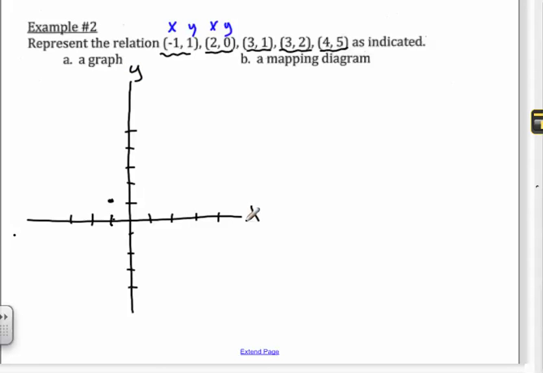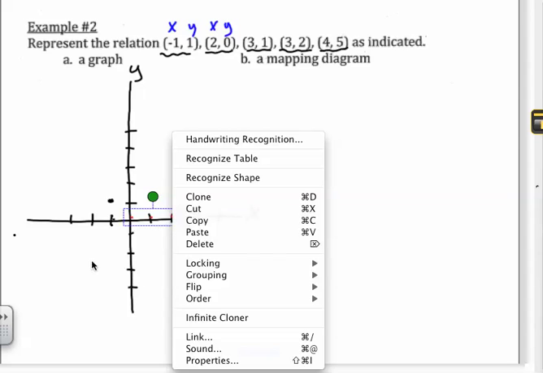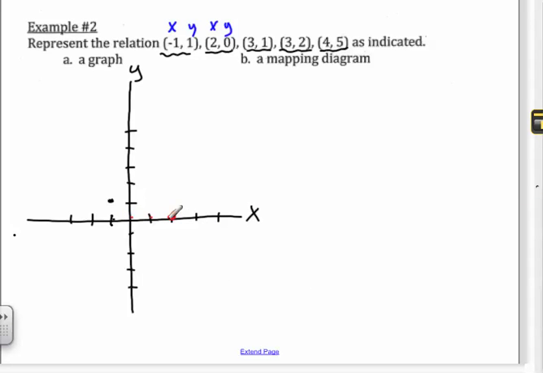That's the first one. Now the second one says go along the X 2. All right? So 1, 2, and then along the Y 0, so that's going to put me right there on the X-axis. The next one says go along the X-axis 3. 1, 2, 3, and up 1. All right? So I'm going to go right there. That's the third one. The fourth one says go along the X-axis 3 and up 2. All right? That's the fourth point.